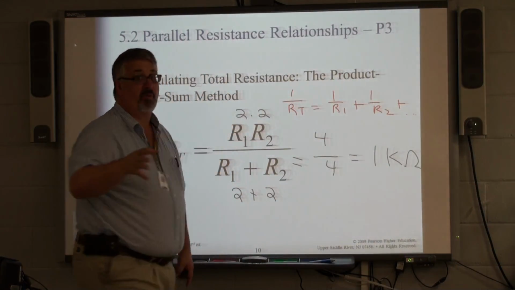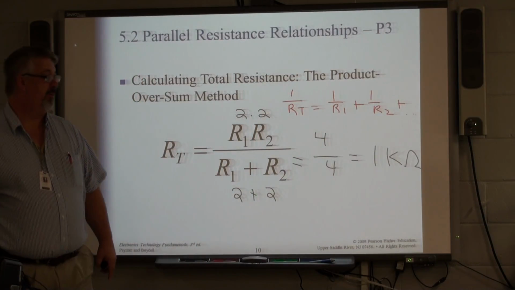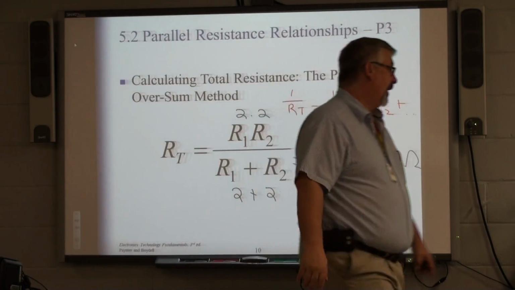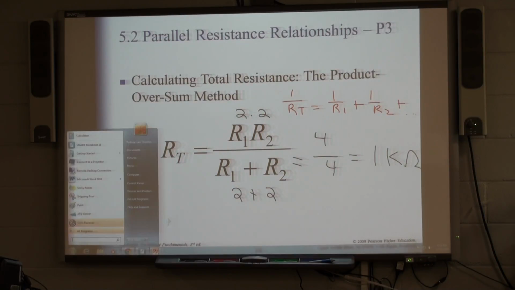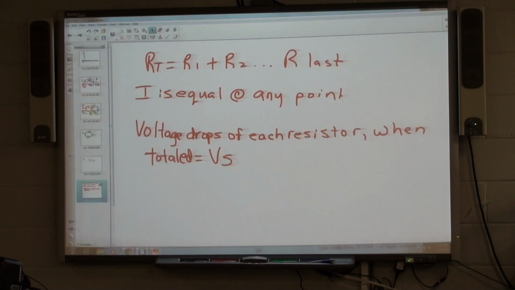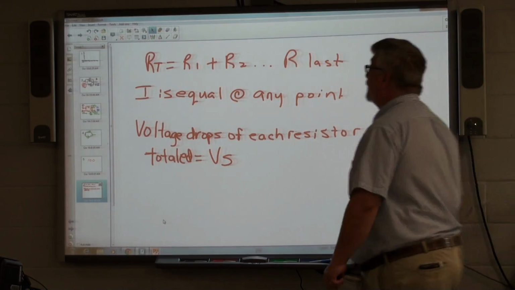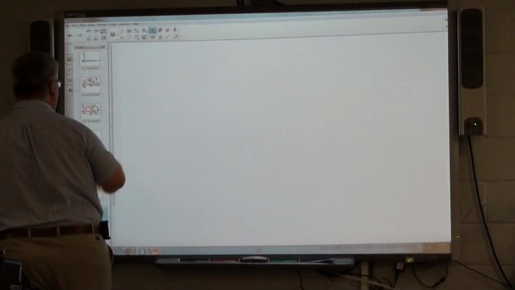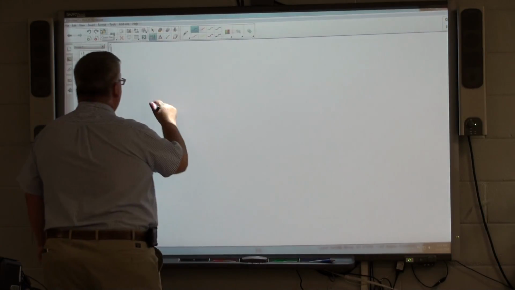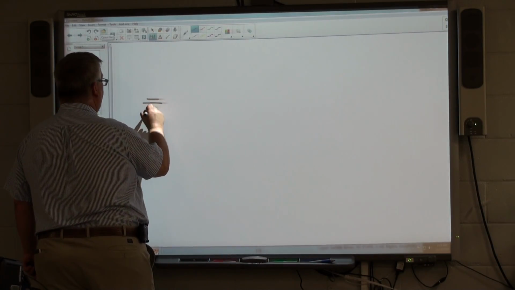We learned R1 times R2 over R1 plus R2. And I'm gonna show you why this will only work with 2 resistors and not a third, or how you would do it if you had a third here. And we'll see that both formulas work. But if I have a circuit, that's much better.